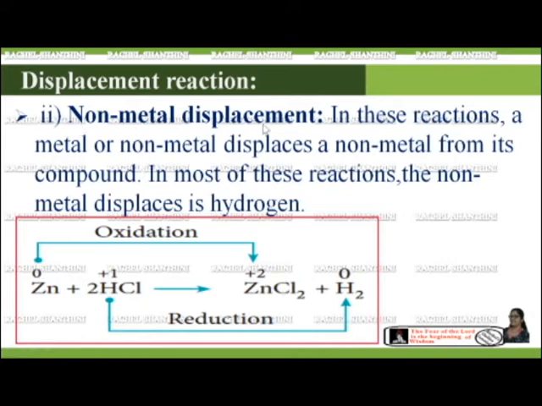Now let us see non-metal displacement reactions. In these reactions, a metal or non-metal displaces a non-metal from its compound. In most of these reactions, the metal displaces hydrogen. However, in some reactions, oxygen or halogens get replaced. Here we have taken the reaction between zinc and hydrochloric acid. Here zinc, that is the metal, displaces hydrogen, that is a non-metal, from hydrochloric acid, and it gives zinc chloride and hydrogen.